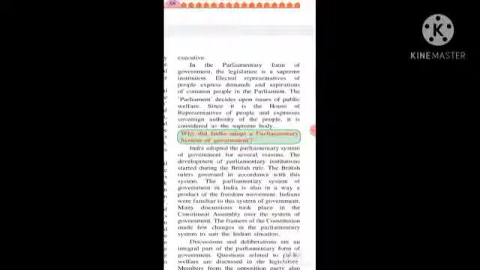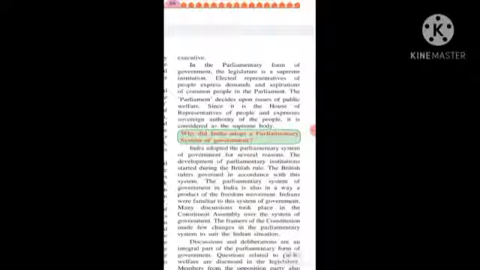Now, in the parliamentary form of government, the legislature is a supreme institution. Means Parliament is at the top. Elected representatives of the people express the demands and aspirations of common people in Parliament. So the MPs are the members of Parliament who are also known as elected representatives of the people. What they are doing is expressing the demands and the aspirations of the common people in Parliament.